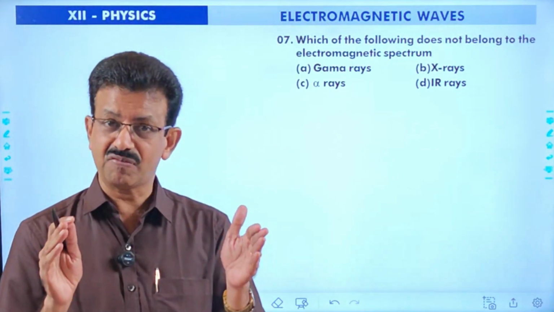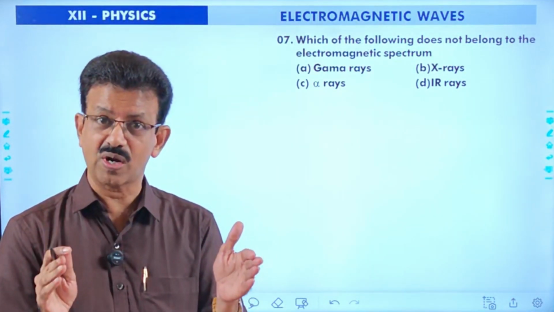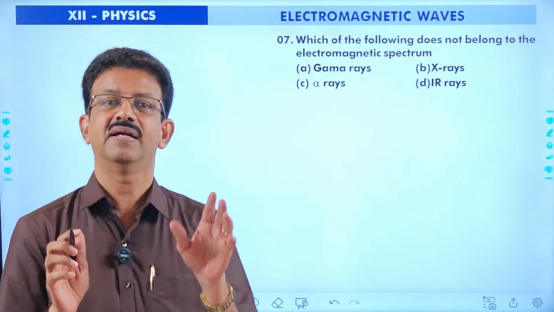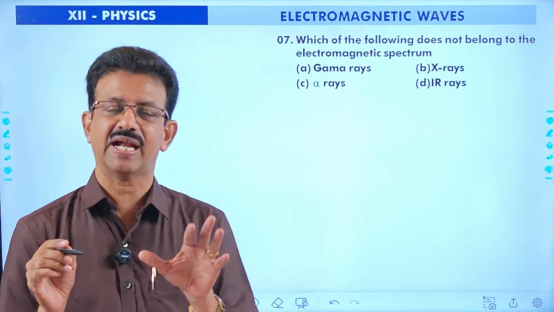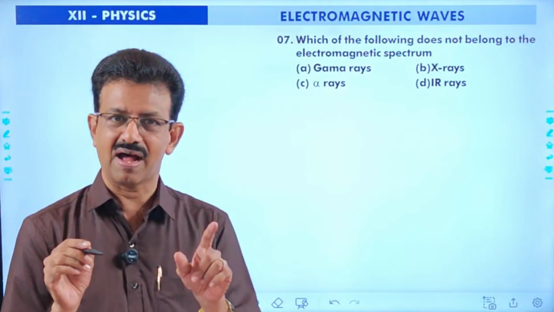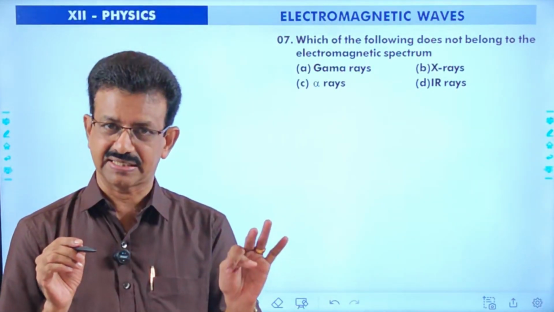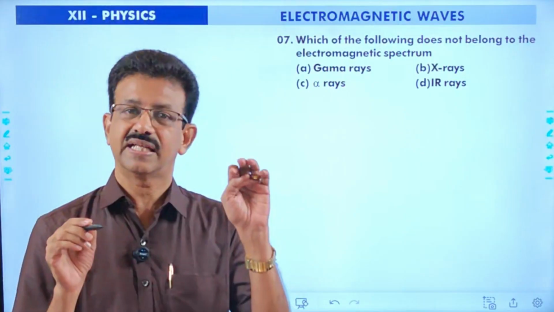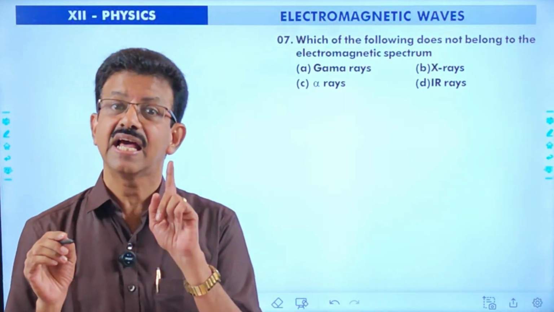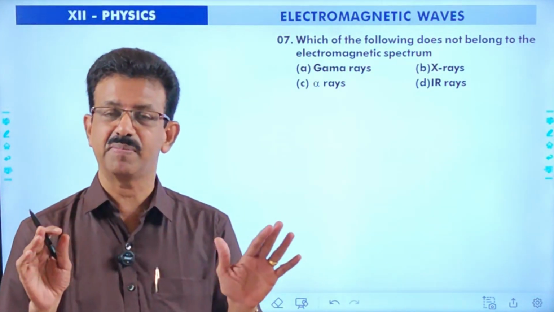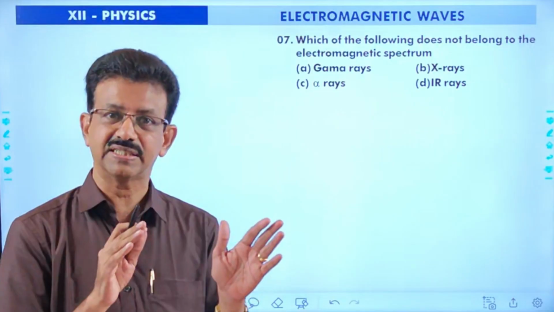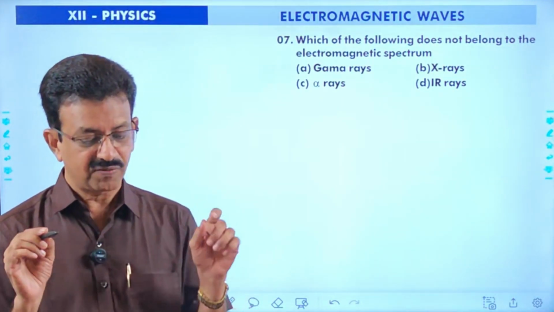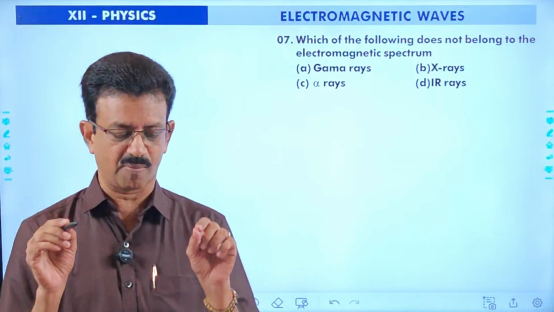An arrangement of electromagnetic waves in the order of wavelength or frequency is called electromagnetic spectra. The members included are gamma rays, X-rays, ultraviolet, visible light, infrared, then microwave, and radio waves. These are all the members of the electromagnetic spectrum, or these are all electromagnetic waves. Now the question is, which of the following does not belong to the electromagnetic spectrum?